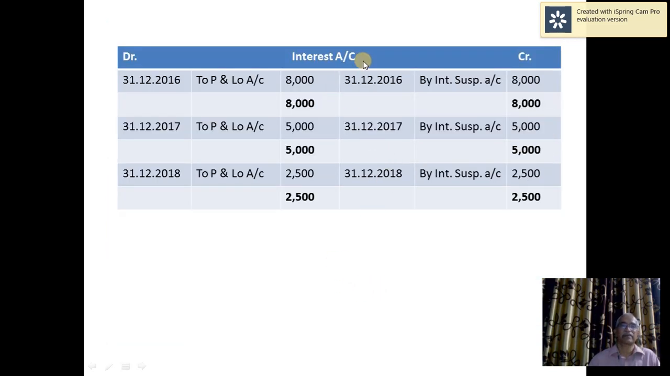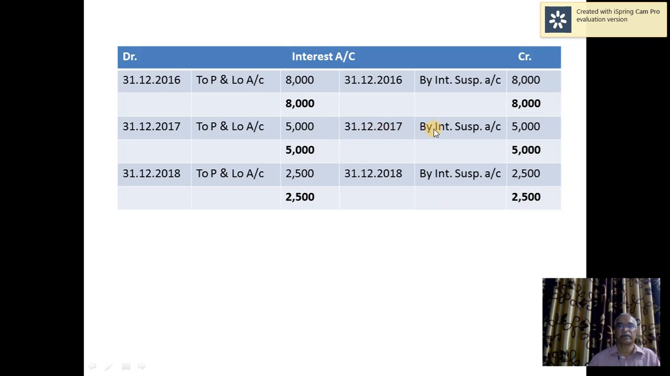Then come to interest account. So first year interest is transferred from interest suspense account to interest account, and interest account is closed by transferring that to profit and loss account.